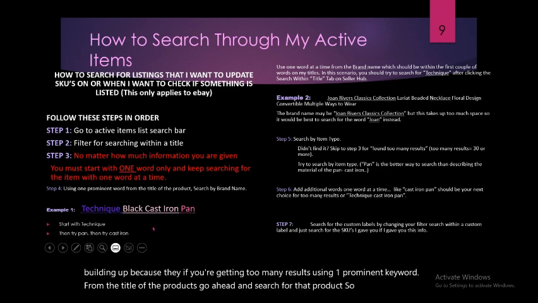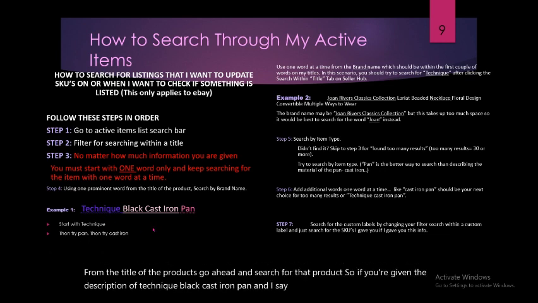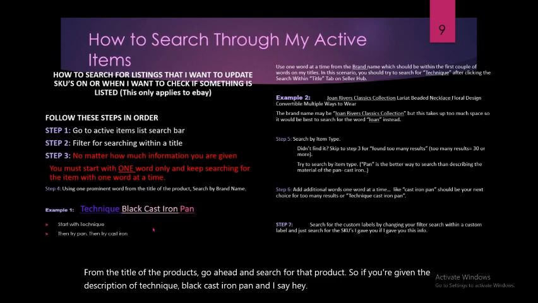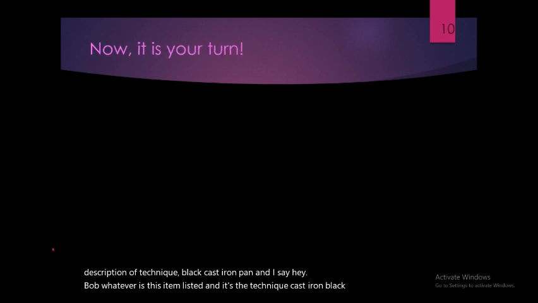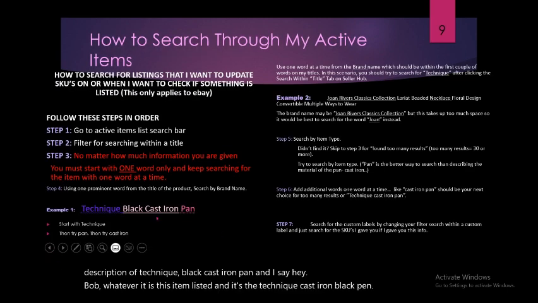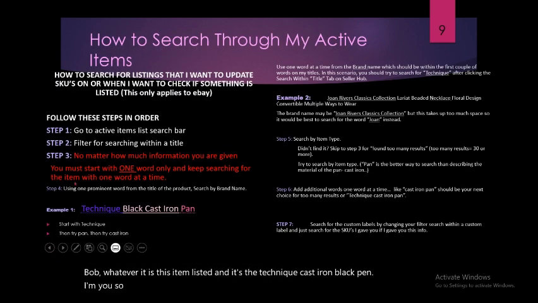So if you're given the description of Technique black cast iron pan, and I say, hey, Bob, whatever, is this item listed? And it's the Technique cast iron black pan. So Bob would search for the word Technique, and then if he gets like 500 results, I want him to add the next part of the title.